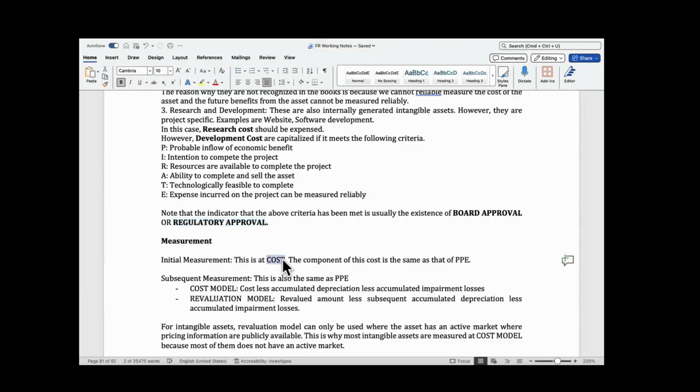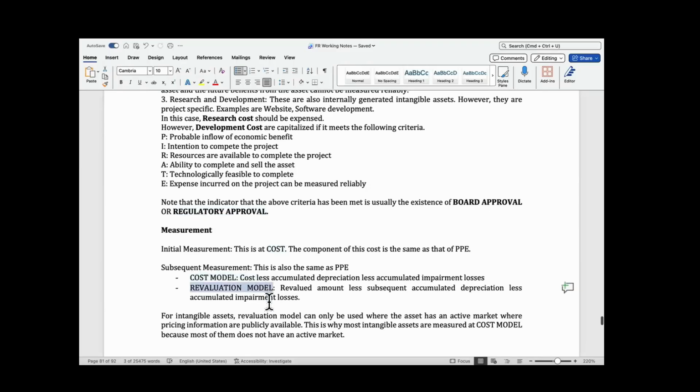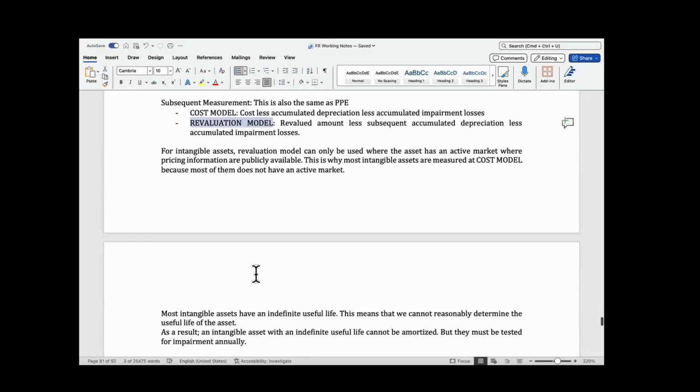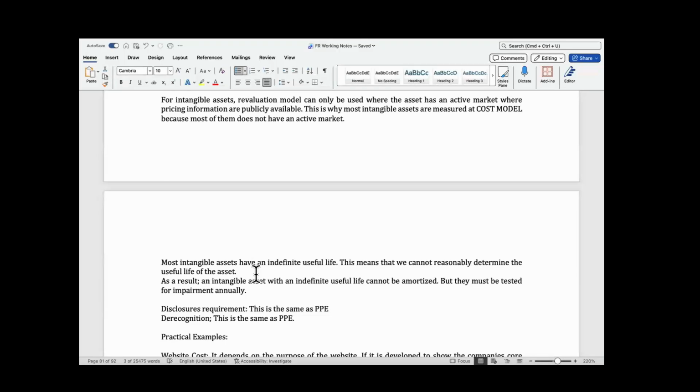Initial measurement is at cost. The components of this cost are the same as that of PPE. Subsequent measurement is also the same as that of PPE in terms of cost model and revaluation model. Just that we mentioned that before you can use the revaluation model for an intangible asset, there must be an active market for that asset. If there is no active market, you cannot use the revaluation model. And you find out that most intangible assets have an indefinite useful life.